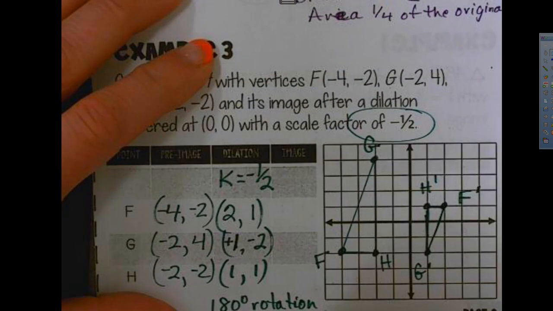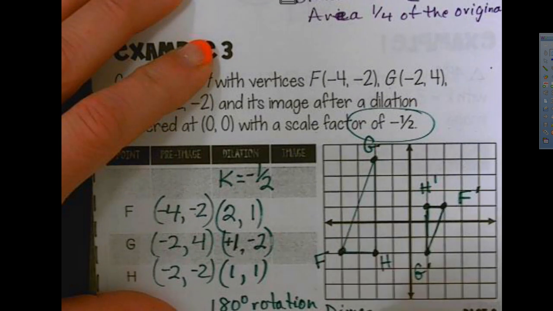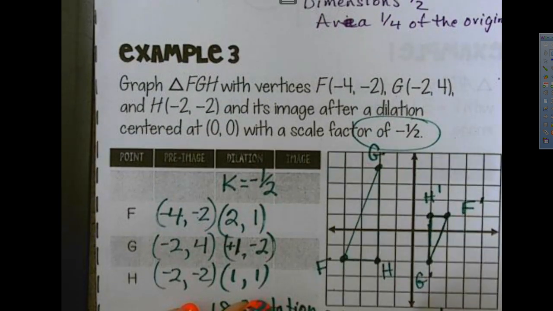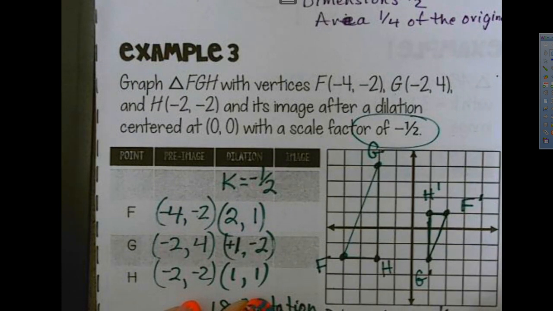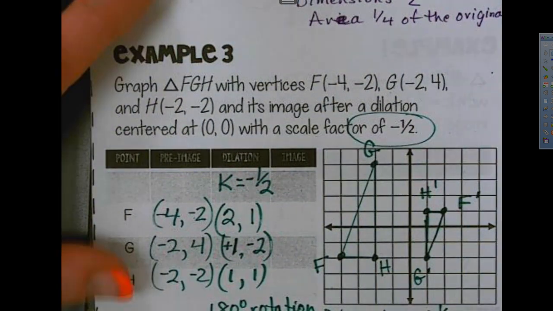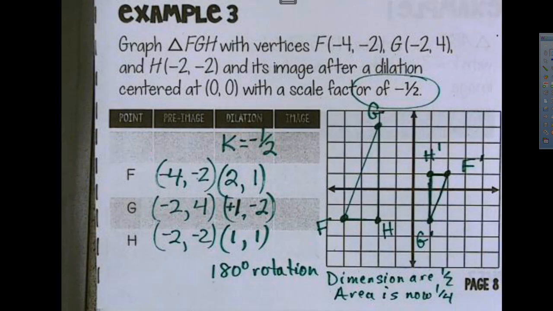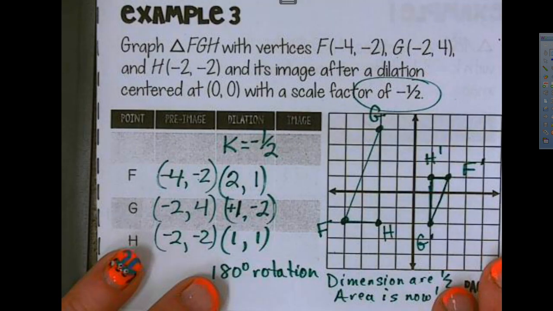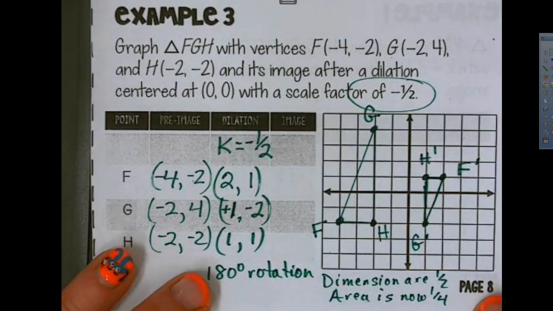Okay, so again, just keep in mind, the dimensions are half, but the area is now a 1/4 of the original size. Oh, let me slide that up real quick. Okay, so that concludes all 4 different transformations, with the last one being dilations. All right, so go ahead and get that glued in your notebook, and you'll be ready for some activities.